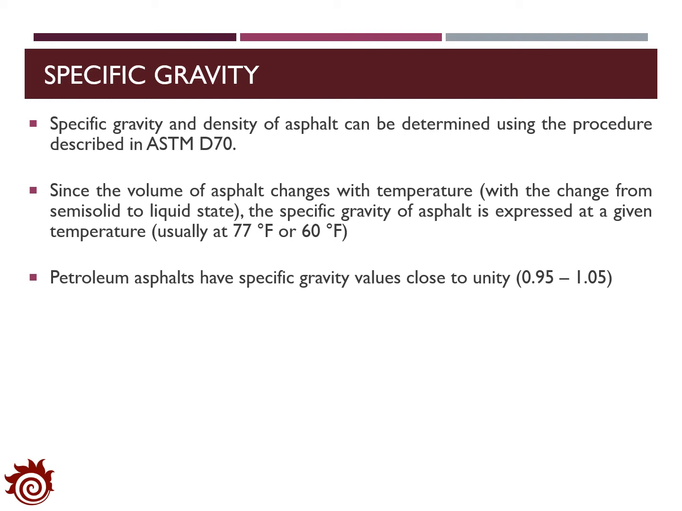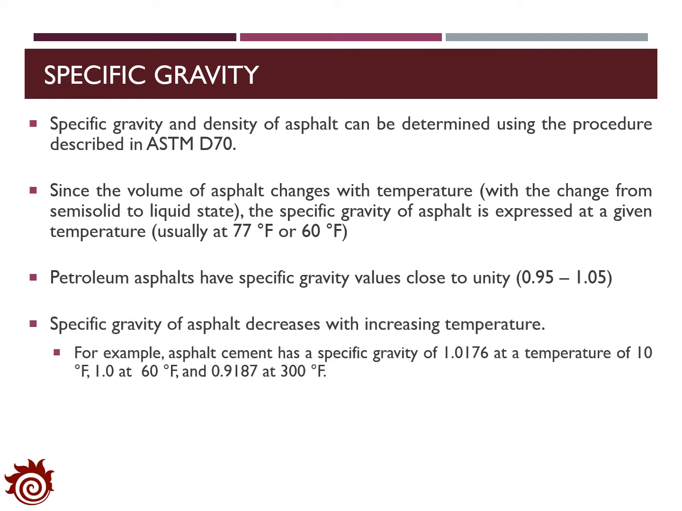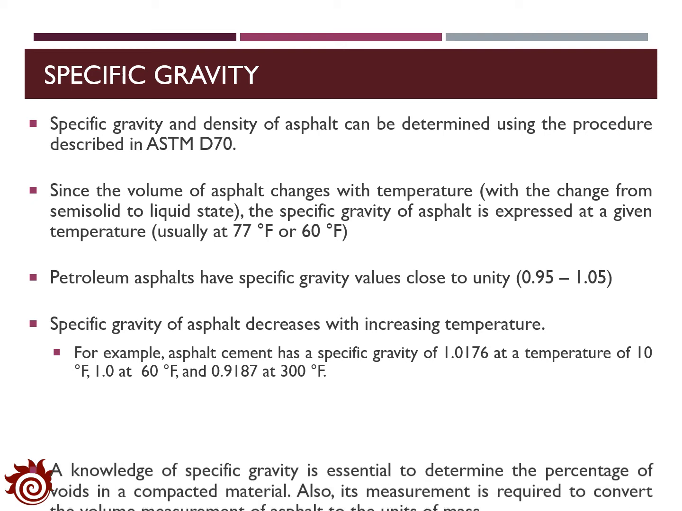However, for petroleum asphalt, we usually have a nearly constant specific gravity. The value is very close to 1. Usually the value varies from 0.95 to 1.05. In addition, the specific gravity of the asphalt also decreases with increasing temperature. For example, the asphalt cement has a specific gravity of 1.0176 at a temperature of 10 degrees, but it's 1 at 60 and 0.9187 at 300 degrees Fahrenheit.